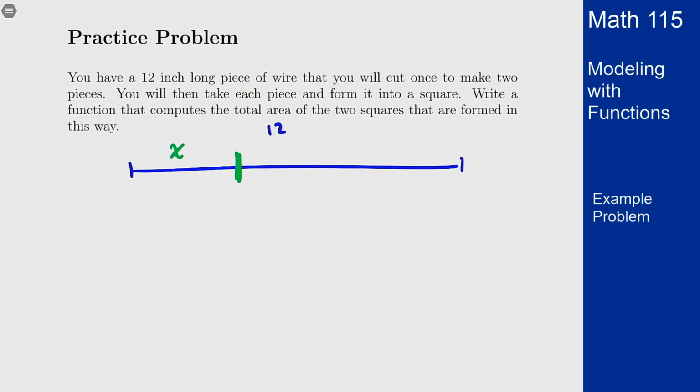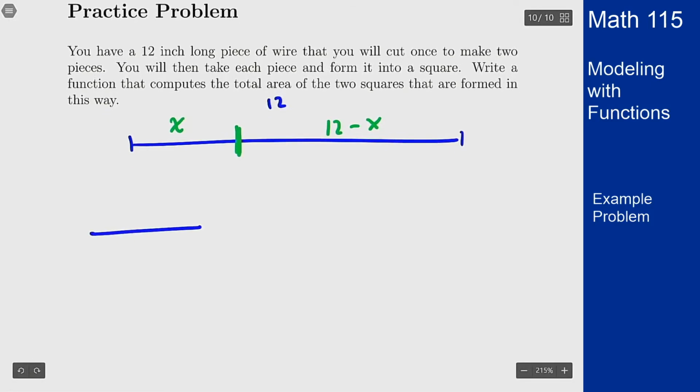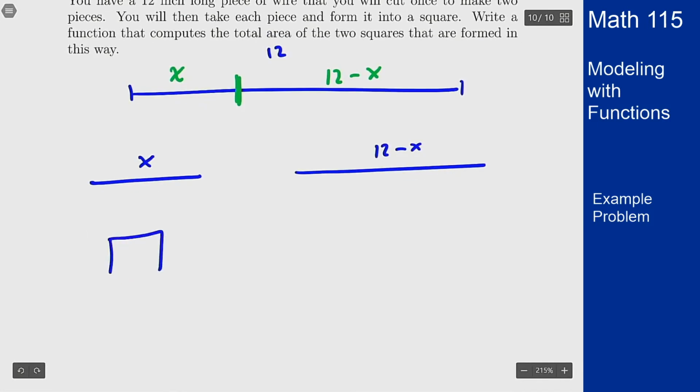Now if that length is x, this side length here is 12 minus x. When I make this cut, I now have two pieces of wire, one of length x and one of length 12 minus x, that I want to wrap into squares.